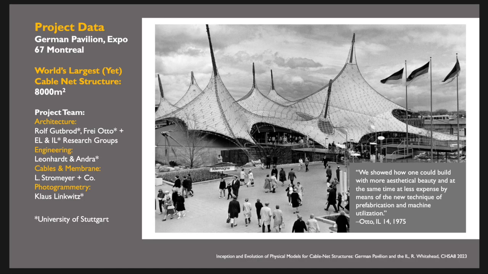The overall project data is basic data, and it's worth looking at other more in-depth sources about this. But of course, it was for the German Pavilion for the 1967 Montreal Expo. It was intended to be the world's largest cable net structure at 8,000 square meters. The project team consisted of Rolf Gutbrod and Frei Otto. Frei Otto ran two different research institutions, one in Berlin and one in Stuttgart, which are also listed as the IL and the ILEK.